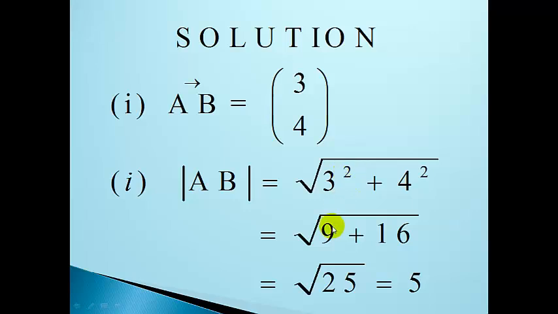Now 3 squared is equal to 9, plus 4 squared is equal to 16. 9 plus 16 is equal to 25, and the square root of 25 is equal to 5. This means that the magnitude of AB is equal to 5.